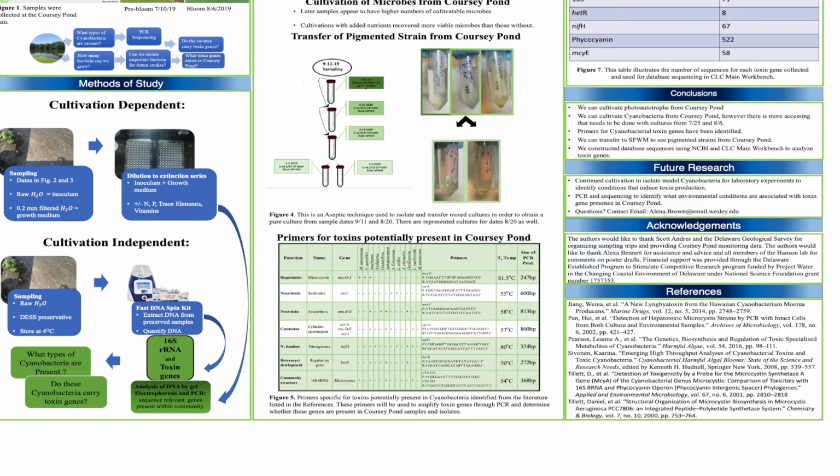So, primers for toxins potentially present in Corsi Pond. These primers were found through literature, and we want to amplify toxin genes through PCR. Hopefully, none of the samples or isolates will turn out positive, because we want to observe something that is unique to Delaware. The intention with these primers is to be able to say whether or not these toxin genes are present in the community or the cultivated strains.